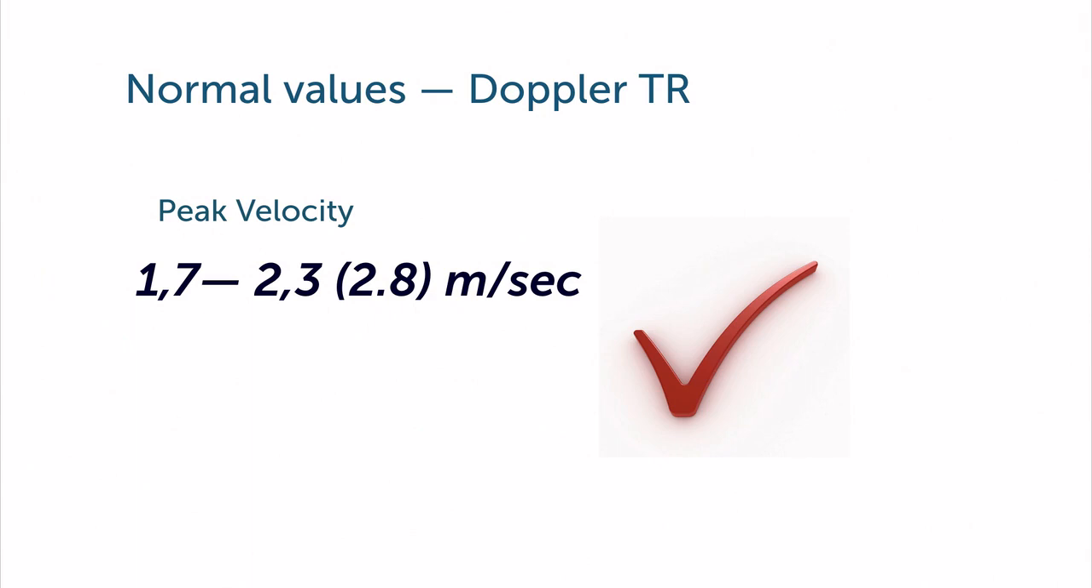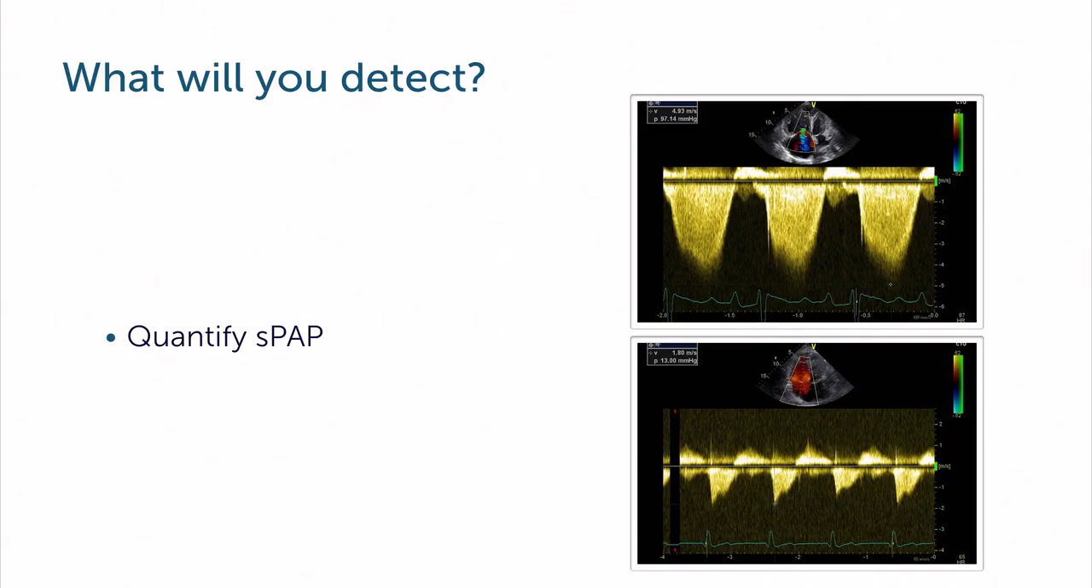What is the normal velocity of the TR jet? Well, that depends on age, because the older you get, the higher TR velocity will be. But there's a cutoff value, which is in the range of 2.8 to 2.9 meters per second. If you have a velocity that exceeds this, there's a high suspicion that the patient has pulmonary hypertension. In summary, where do we use the continuous wave Doppler spectrum across the tricuspid valve?